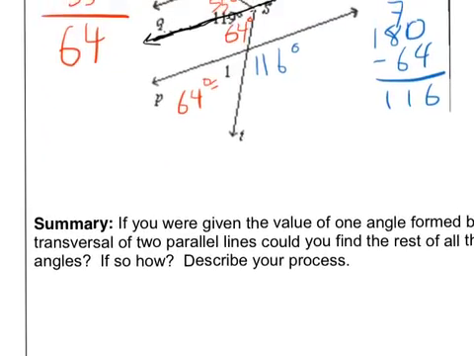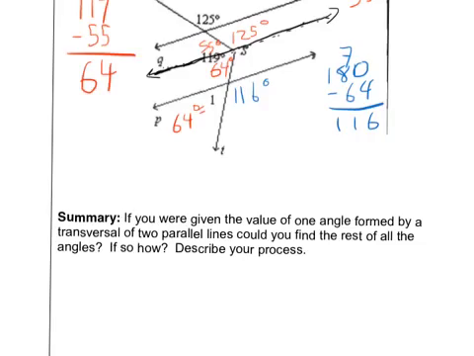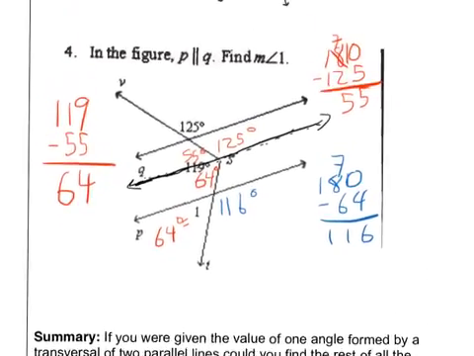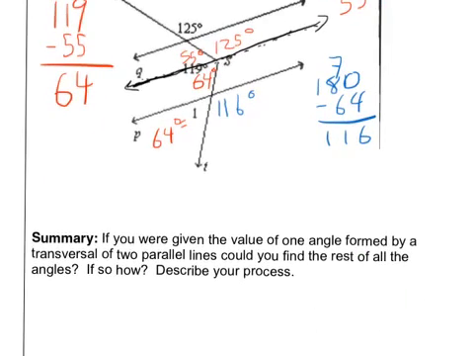There's a summary here. If you were given the value of one angle formed by a transversal of two parallel lines, could you find the rest of all the angles? If so, how? So you need to be able to describe that to me. That's a good little question for you. But other than that, we're all done.